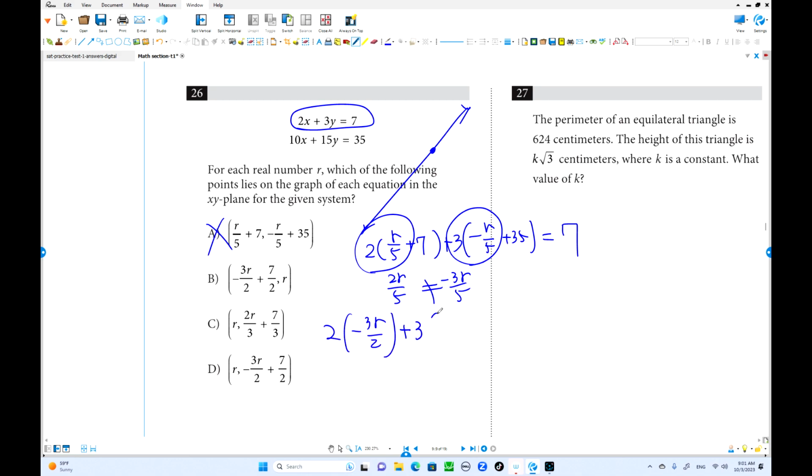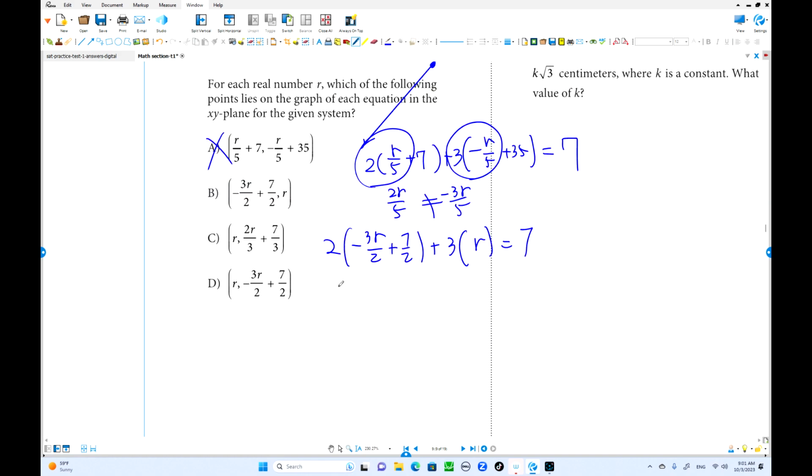Second one is negative 3r over 2, and 7 over 2, right? And plus 3 times y, r should be equal to 7. Check it out. 2 times 2 is negative 3r. And the 7 over 2 plus 3r equals 7. 2 times 7, this is 7, okay? Not 7 over 2. This cancels out, 7 equals 7. That's right, this is on this line, okay? So choice B is the answer.